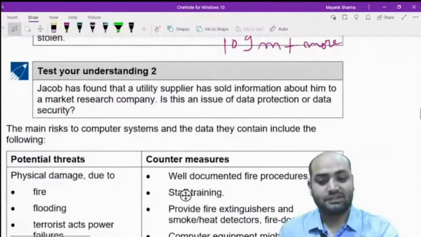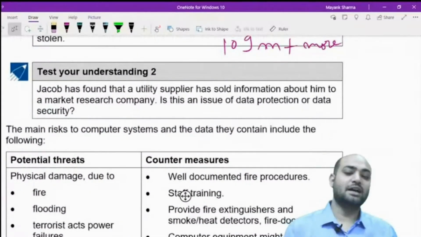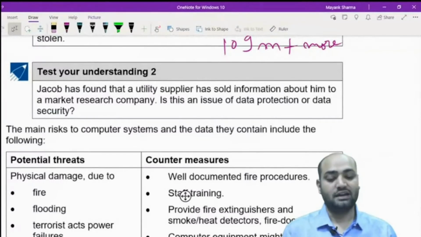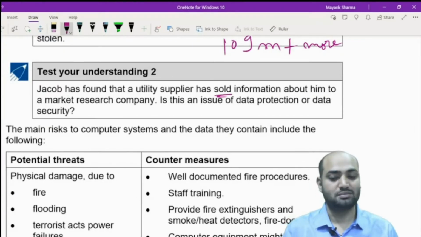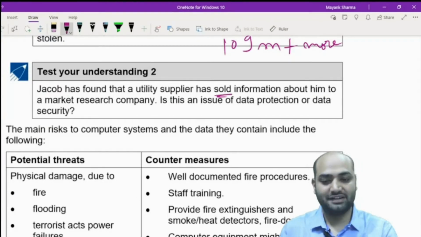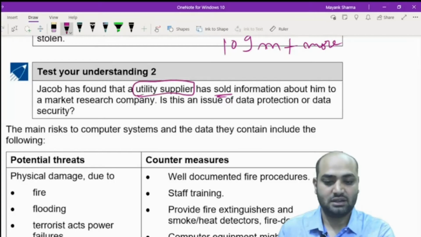Next is TY2. Jacob has found that a utility supplier has sold information about him to a market research company. A utility supplier, maybe like an electricity company.